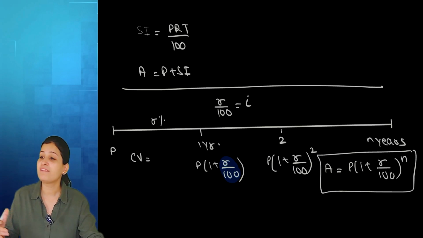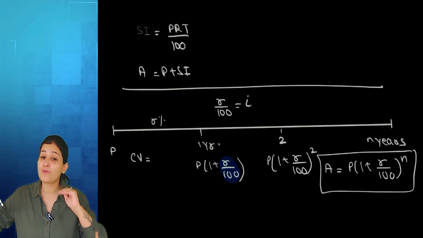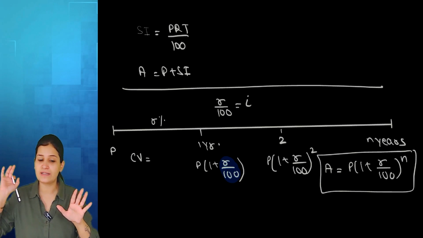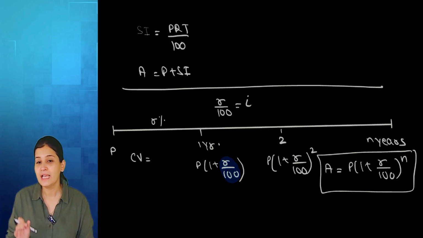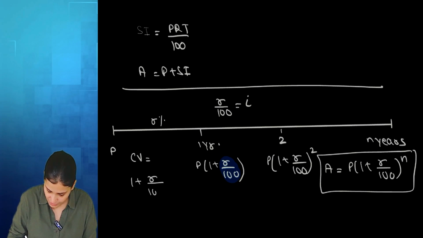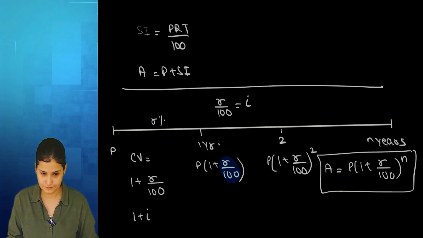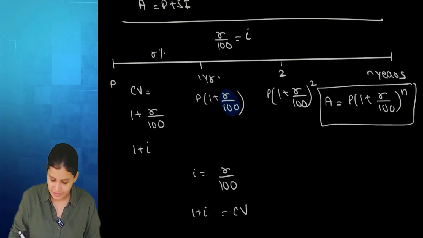When we talk about 5%, that means on rupees 100 there is interest of 5. But when I do the same thing for 1 rupee, for rupees 100 if the interest is 5 rupees, for rupee 1 the interest will be 5 by 100, and that is known as I. I is the 1 rupee interest. So instead of writing the compounding value as 1 plus R by 100, can we not write it as 1 plus I? Yes, ma'am, we can. So I is R upon 100, the decimal version, and 1 plus I is known as the compounding value.